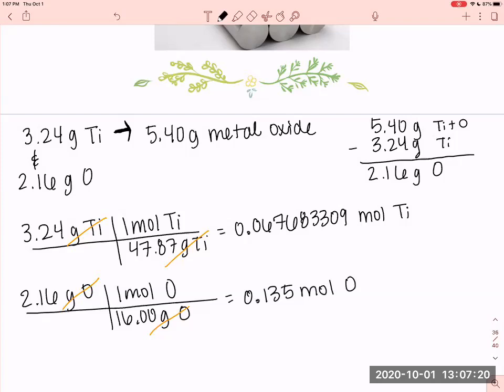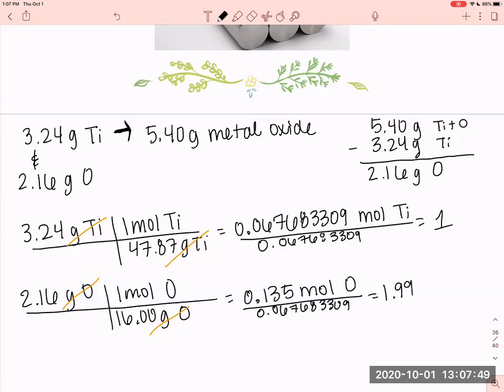The next step is to divide both by the smallest. Do not forget that step. Since the moles of titanium is smaller, I will divide both of them by that number. I know I'm going to get 1 here. And you see what I mean? The pseudo formula is totally fine to do, but I think it's just a little extra step that's not needed. I can move on to the next step and understand what I'm doing here.